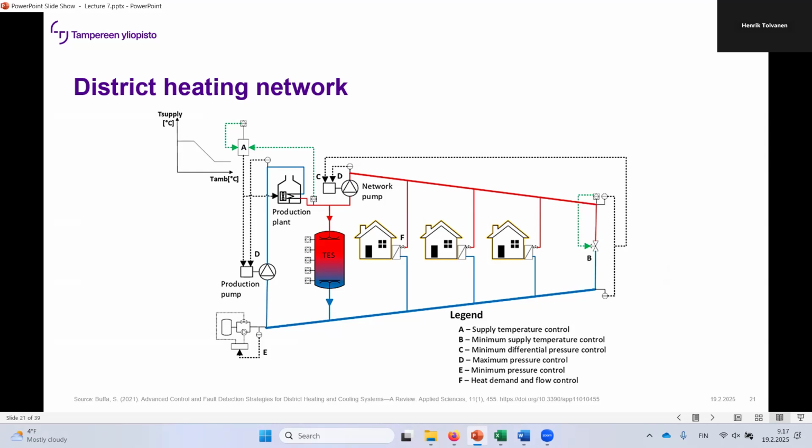The article is at the moment being submitted to a scientific journal, so we'll see if it goes through peer review. And this next topic is thermal energy storage, so that increases the thermal inertia of the system.